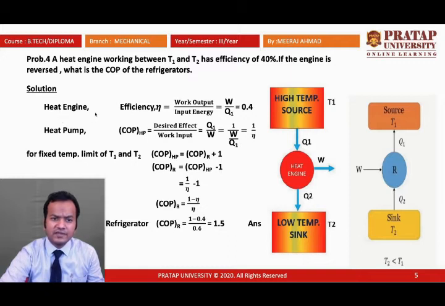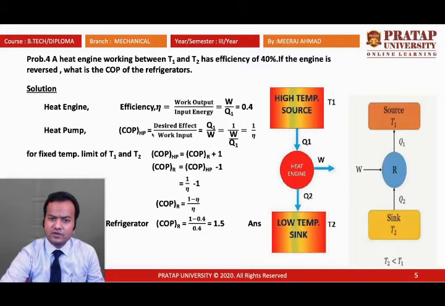In the heat engine, the efficiency is equal to the work output by the heat input. Because the efficiency is given, first write the formula of efficiency: W by Q1 is equal to 0.4. Then we reverse the heat engine and you get the refrigerator and the heat pump. When we use the heat pump, we use Q1. When we use the refrigerator, you use the Q2 value. So write the formula of the heat pump first.